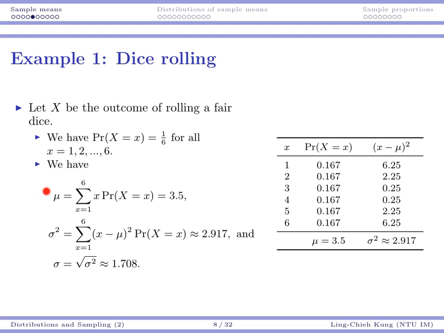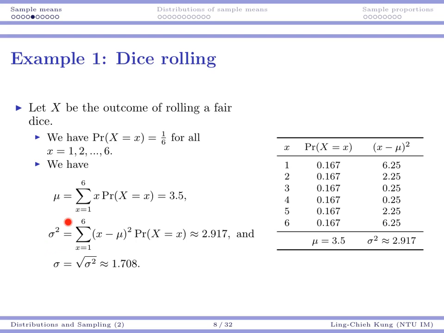Mu, the population mean, is calculated in this way. Each value weighted by its probability to happen. And if you want to do the calculation, you may list all the possible values and all their probabilities, and this value would just be 1 times 1 over 6 plus 2 times 1 over 6, and so on, up to 6 times 1 over 6, and that's going to give you 3.5.